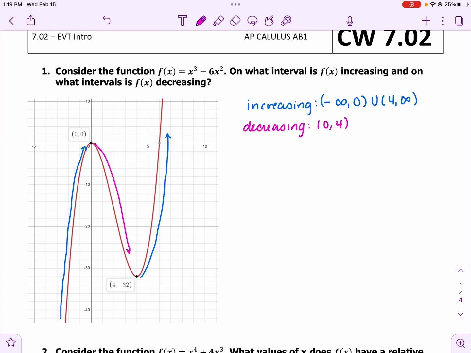But you're not always going to be given the graph of a function, so we're not always going to be able to read it from left to right. Sometimes we might have to figure out where it is increasing and where it is decreasing algebraically, right? So how does that relate back to derivatives? How does that work for us?